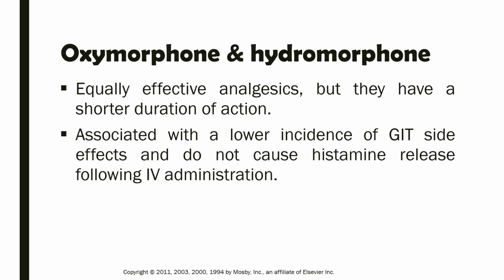Oxymorphone and hydromorphone are equally effective analgesics, but they have a shorter duration of action compared to that of morphine. They are also associated with a lower incidence of GIT side effects and do not cause histamine release following IV administration. So that is the advantage of oxymorphone and hydromorphone compared to that of morphine.